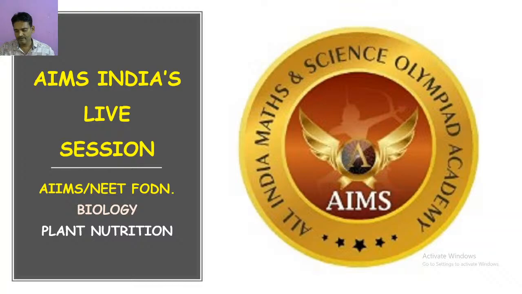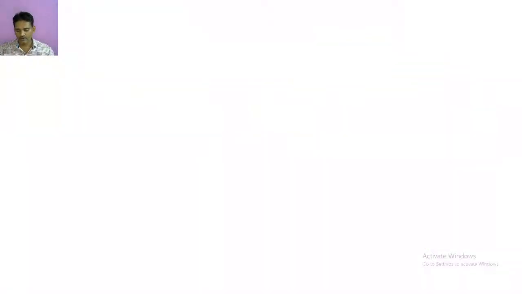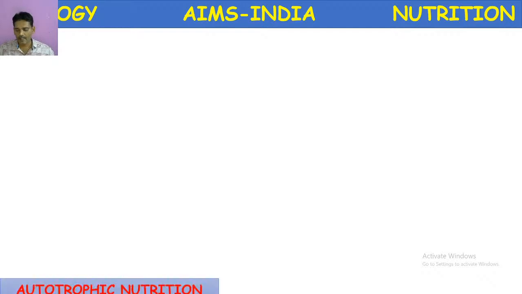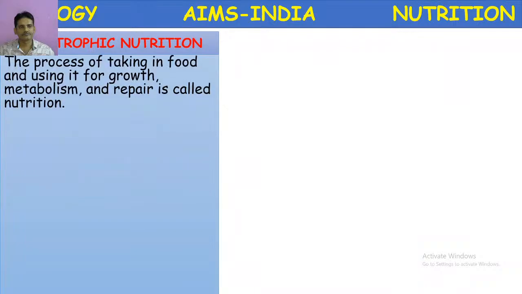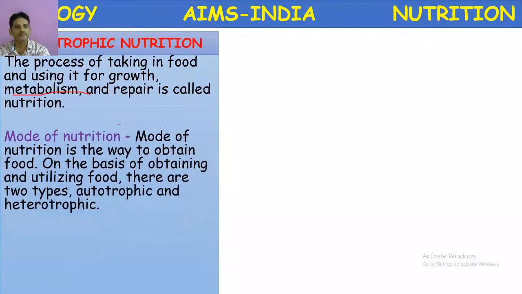Let us proceed. Are you ready? Let us start. Nutrition in plants. Autotrophic nutrition. What is nutrition? The process of taking in food and utilizing that food for metabolic activities, growth, and repair is called nutrition.